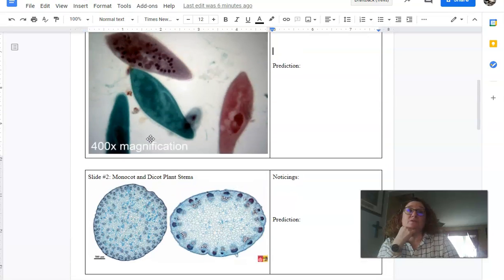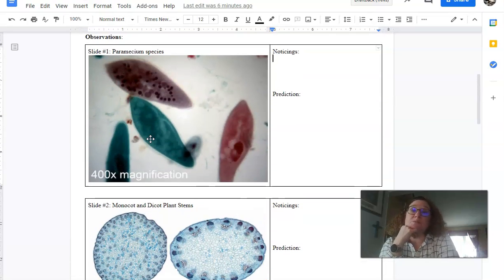So what you have is 4 different sets of cells. The first group is Paramecium, and each of these are a different type of Paramecium. Paramecium are unicellular organisms. They are eukaryotic, so they do have a nucleus, but then some of them have some different structures. If you look closely, you'll see they have these little tiny fine hairs. Okay, so what you're going to do is jot down the things that you notice and then make a prediction of how the structures that you're noticing might help that organism to survive. So how might these little tiny fine hairs help the Paramecium to survive?